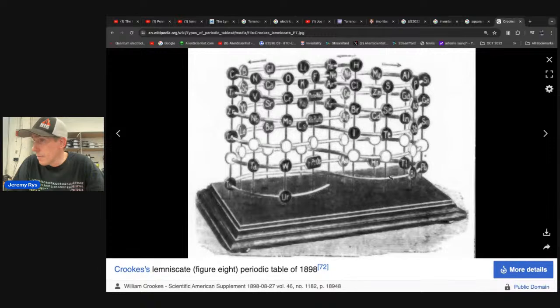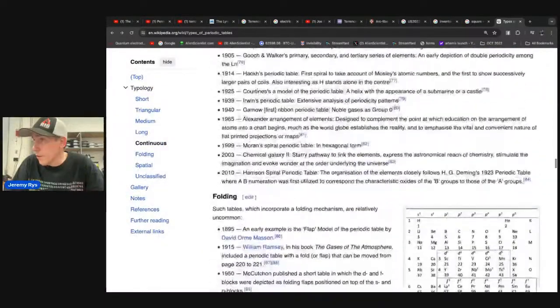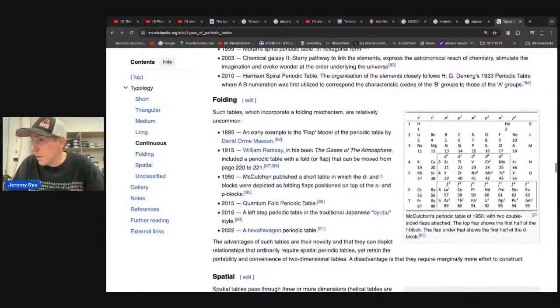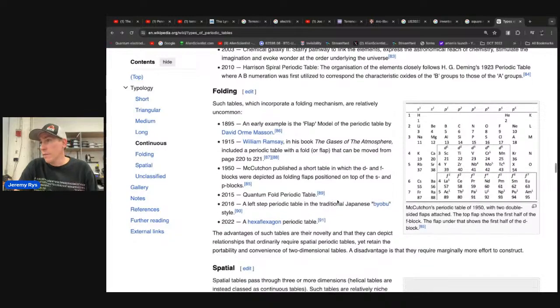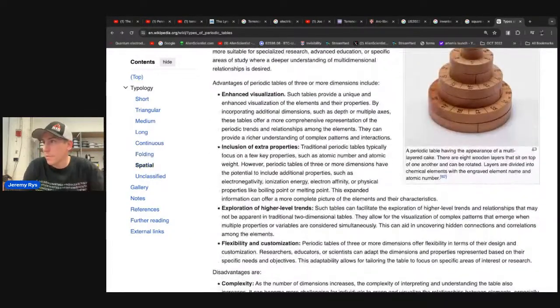Crook's Lemmy scale figure 8 periodic table that he had, this figure 8 table. So Walter Russell's not the first guy to try to rearrange the periodic table into some meaningful way, but it doesn't give us insights into new chemistry at all that I'm aware of. The laws of chemistry are pretty much still the same.